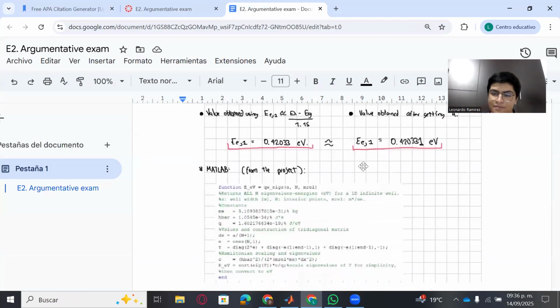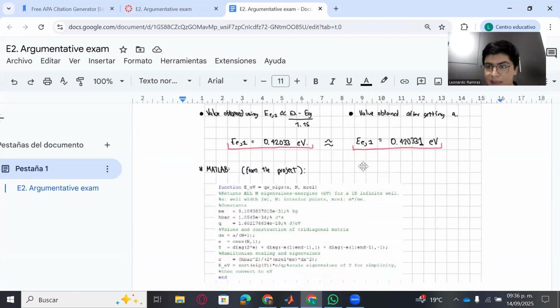It's important to see that, as expected and as a sign that we are doing things right, the value obtained using the first method we were given in the instructions was this. And the value obtained after getting A using the analytical approach, which we derived in our lectures, is this. We can see that they are close enough, so we are going in the right path.